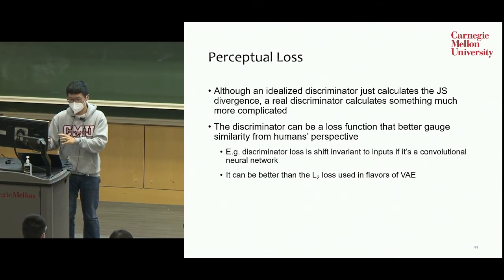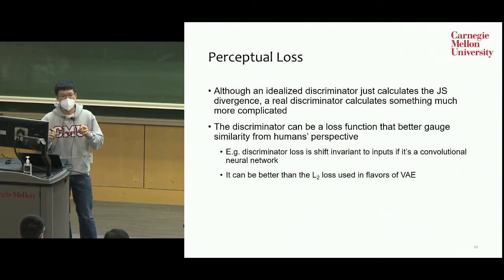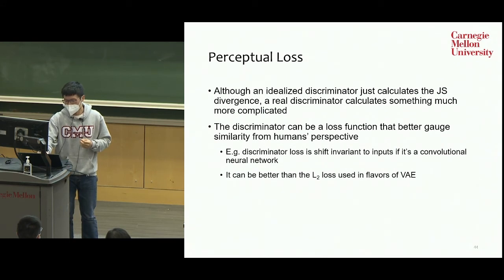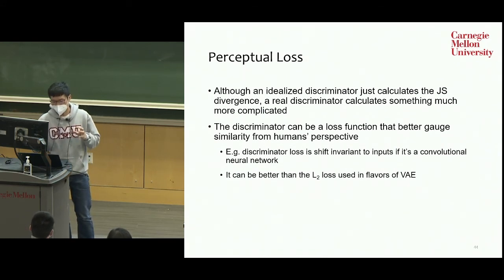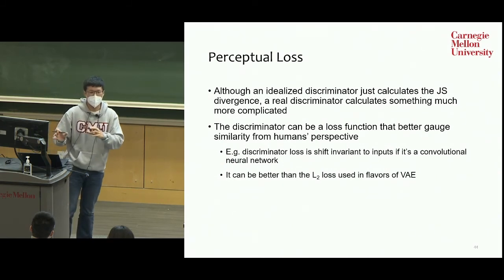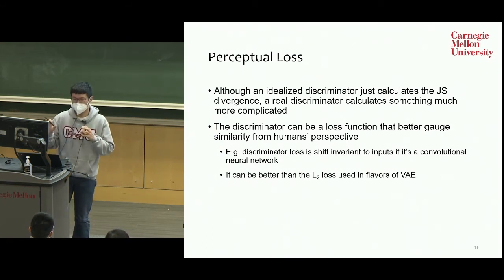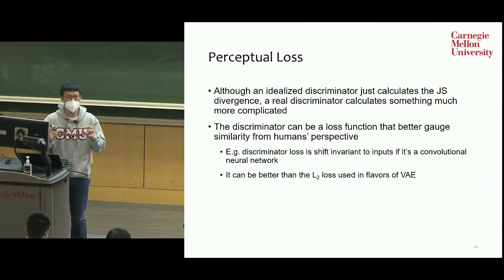Whereas the discriminator can learn a better, well, how do I describe it? As I mentioned, it can learn a better loss function that either better gauges the similarity from a human's perspective, or has more properties than just a simple L2 loss. So that's the key reason that the GAN is able to generate sharper images.